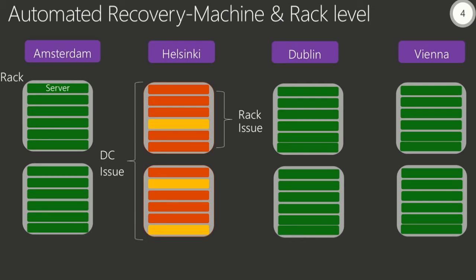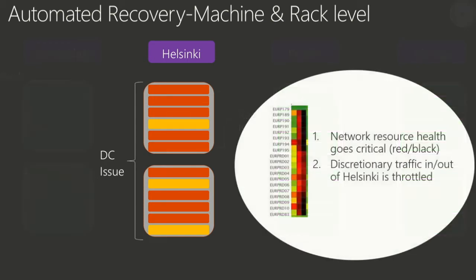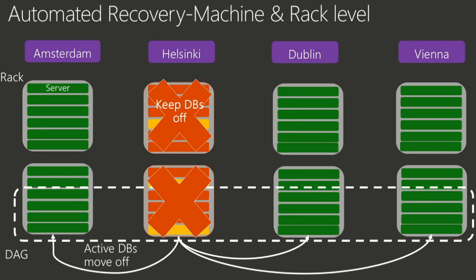So in the Helsinki case, we saw a bunch of machines go unhealthy. And instead of sending them individually for repair, we automatically elevated to a rack level issue. And then from there, we saw a bunch of racks go unhealthy, and then saw a DC issue. So 2 things happened in this case. First, our network resource health went critical, and that's what I showed you in the beginning. And secondly, after some successive network degradation signals, we then decided to automatically switch out the racks.